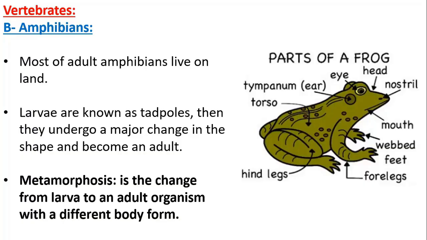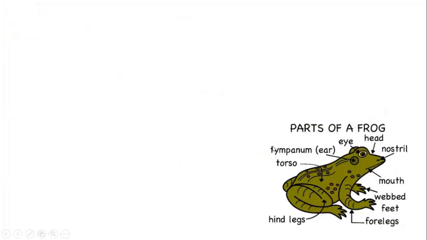What do we call the changes that happen, or the creature that changes its shape along its life? Or what do we call this process specifically? We call it metamorphosis. It is the change from larvae to an adult organism with different body forms along the way. Let's take an example and look at this frog.